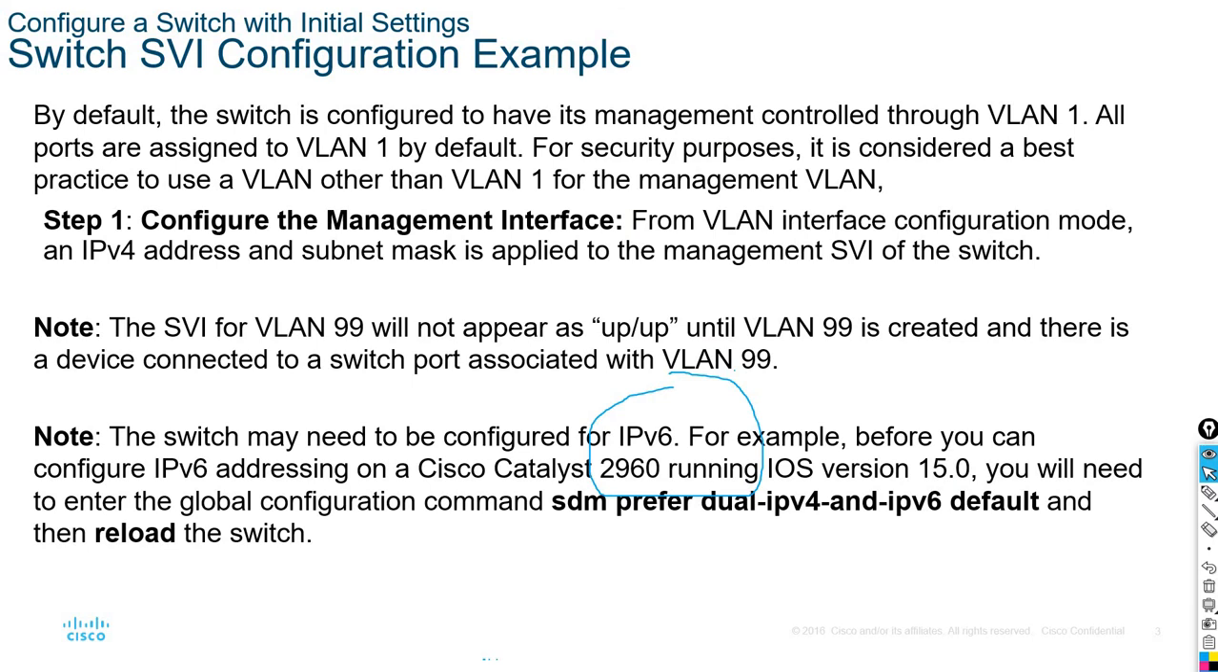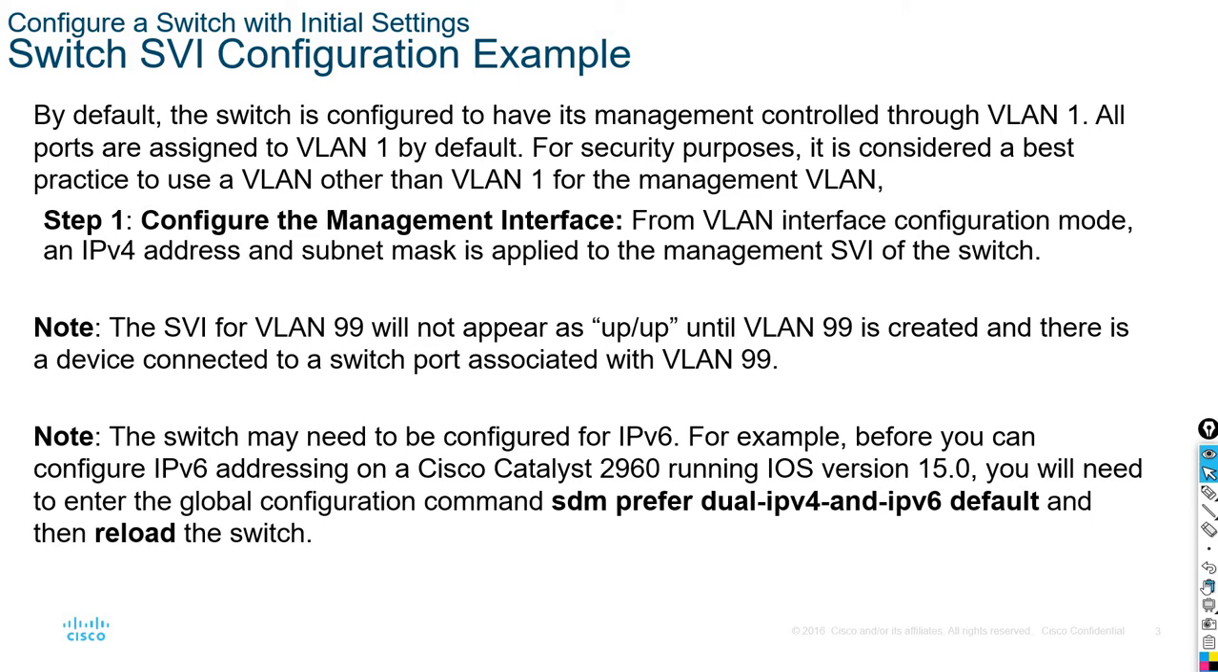For configuring a switch with initial settings, here is a switch SVI configuration example. By default, the switch is configured to have its management controlled through VLAN 1. All ports are assigned to VLAN 1 by default. For security purposes, it is considered a best practice to use a VLAN other than VLAN 1 as the management VLAN.